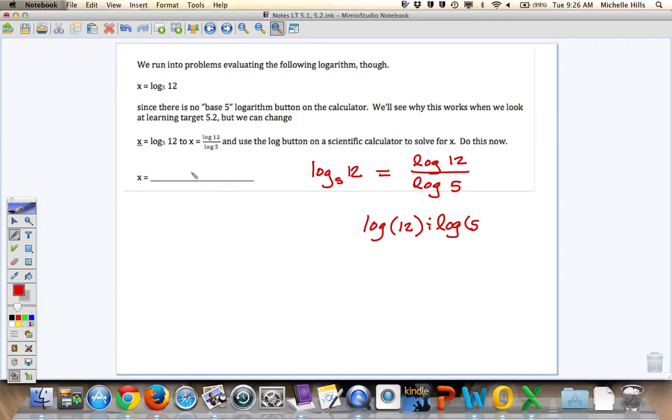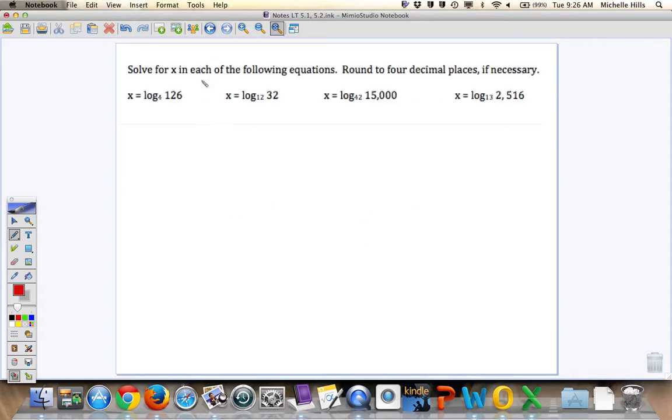So in this case, 5 to what power would be 12? Well, it's somewhere between 1 and 2 because 5 to the first power is 5, 5 to the second power is 25. So it ends up being 1.5440. 5 to the 1.5440 power, roughly, equals 12.